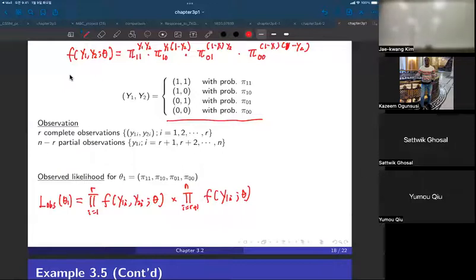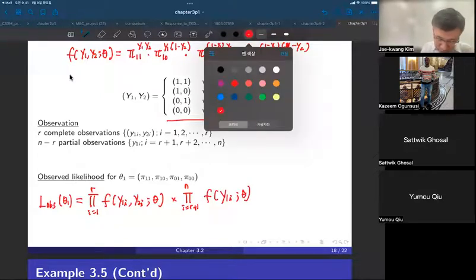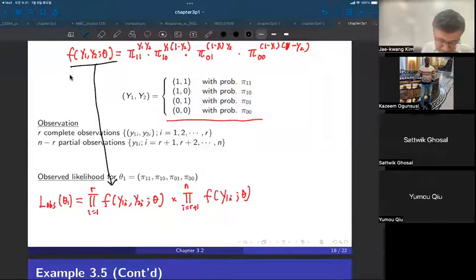So that means this product, y1, y2, is either 1 or 0, only one place. Okay, and this should be the corresponding probability. So you can use that here. And then the marginal, same story. Because you only observe y1.